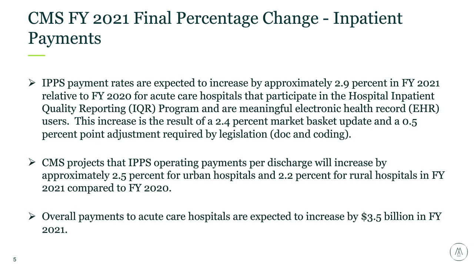This is comprised of a 2.4% market basket adjustment and a 0.5% adjustment for documentation and coding, which gets back to prior legislation. Urban hospitals are projected to receive 2.5% higher payments, and rural hospitals are projected to receive 2.2% higher payments. Overall, acute care hospital payments are expected to increase by $3.5 billion as compared to the current fiscal year 2020.